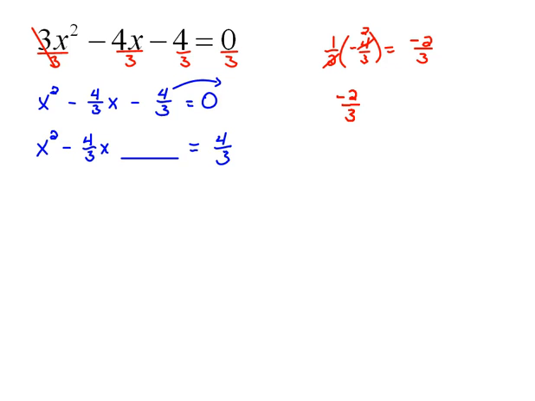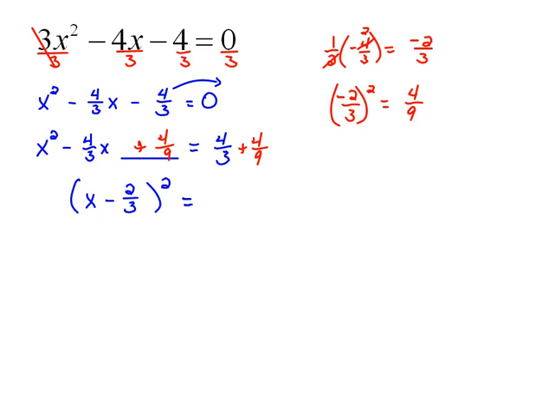Then we square it. So negative 2 thirds squared would be 4/9. This is what we're adding to both sides, our 4/9. Now by doing that, we've created the perfect square trinomial. So this will factor into the variable x and then the halved amount. Well, when we took half of this, we got negative 2 thirds. So you don't even have to worry about it, even though it's fractions.